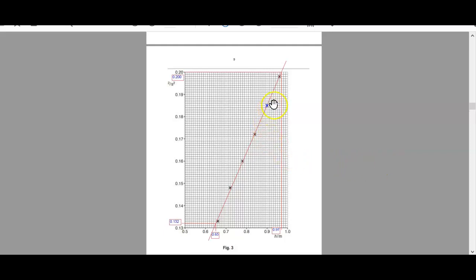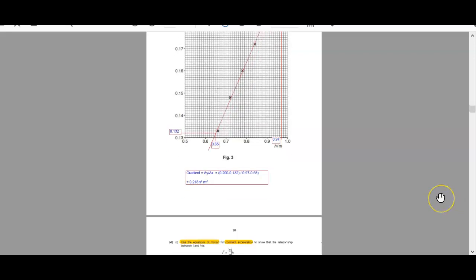But when you put your line of best fit in, choose 2 points where 2 grid lines intersect as far apart as possible, so you've got a nice large triangle, and then label the points that you're going to use for your gradient, and once you've done that you can then calculate the gradient from delta y over delta x. In this case I got 0.213, which is just within the boundary that was acceptable for this question.